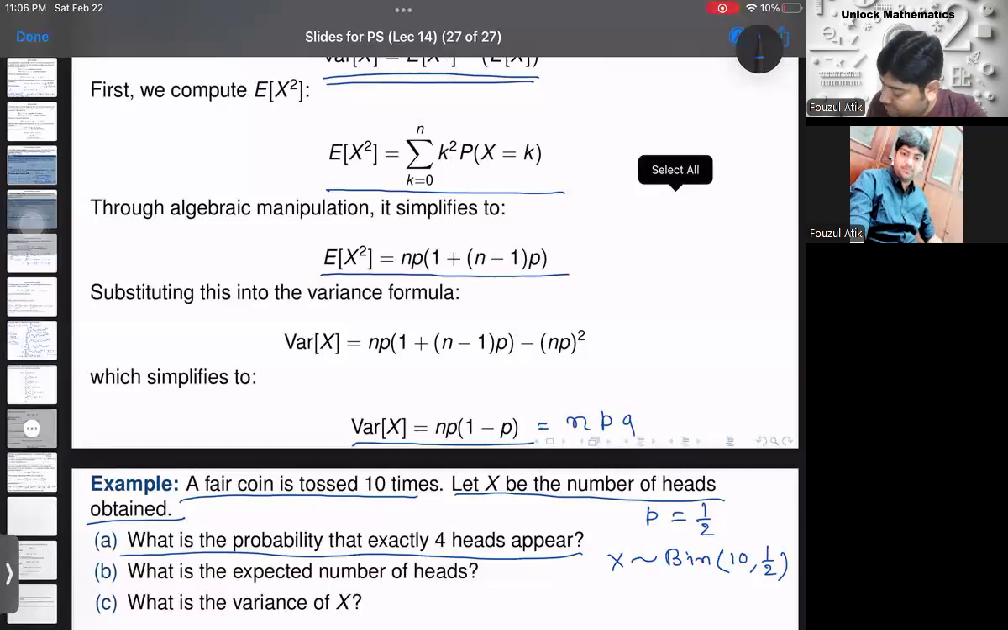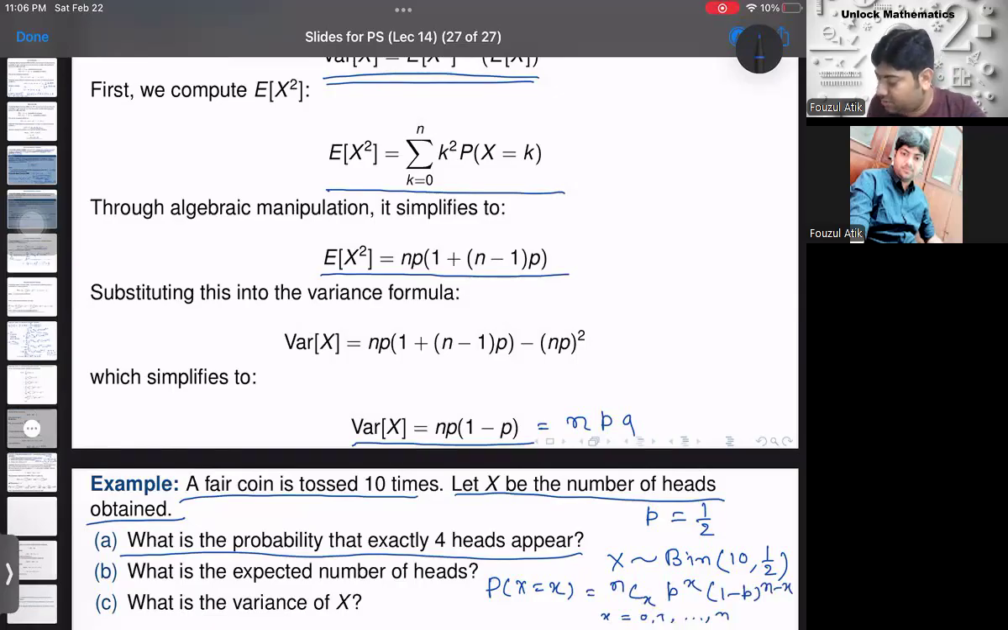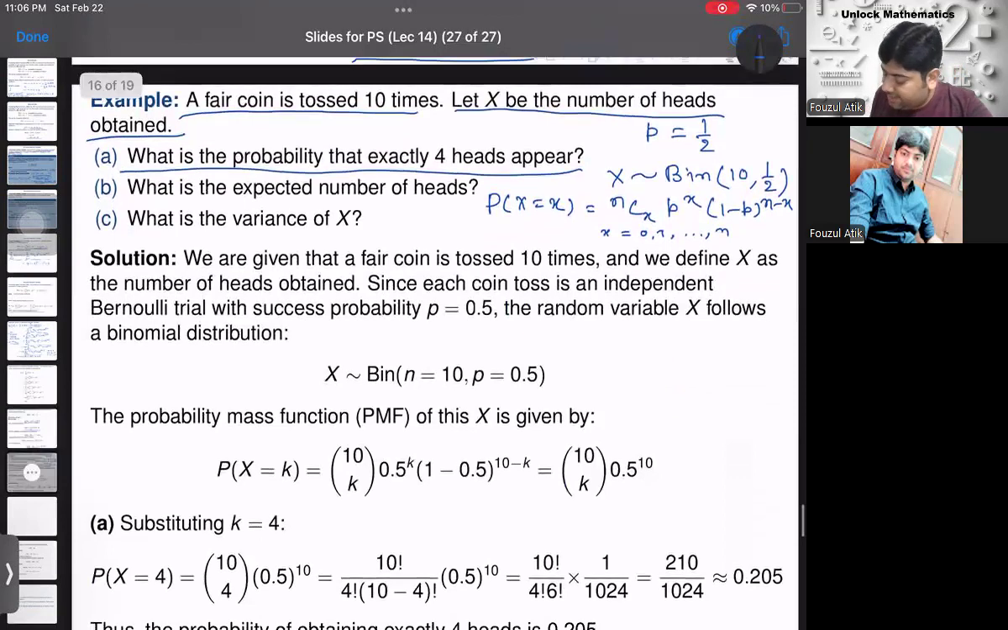And then we all know the probability mass function of the binomial random variable. P of capital X equal to small x is nCx, small p to the power x, into (1 minus p) whole to the power n minus x, where x is equal to 0, 1, 2 up to n. But what is n? N is 10 here. What is small p? It is 1 by 2. So this is the binomial with n equal to 10 and small p equal to 0.5.